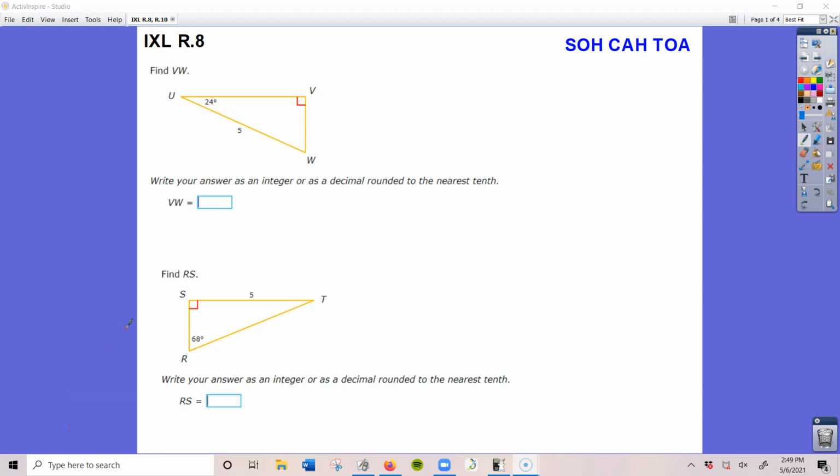Hey Amanda, these are IXL's R8 and R10. So let's start with R8.